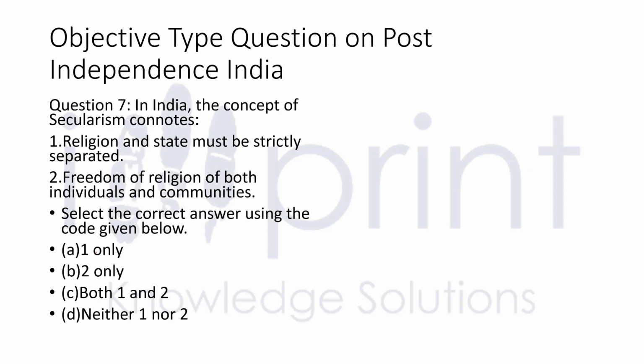Then we have the next question. In India, the concept of secularism connotes: number 1, religion and the state must be strictly separated. Number 2, freedom of religion, there's freedom of religion of both individuals and communities. Now, interestingly, if you think about it, religion and state are strictly separated not in India, but abroad. Because the basic idea was that the church and the state actually had a fight.